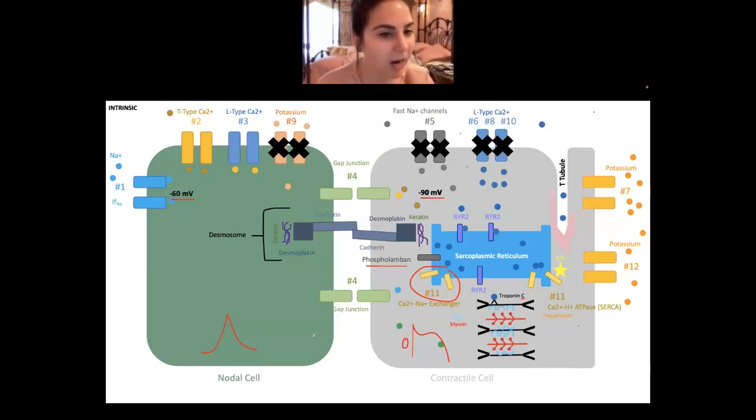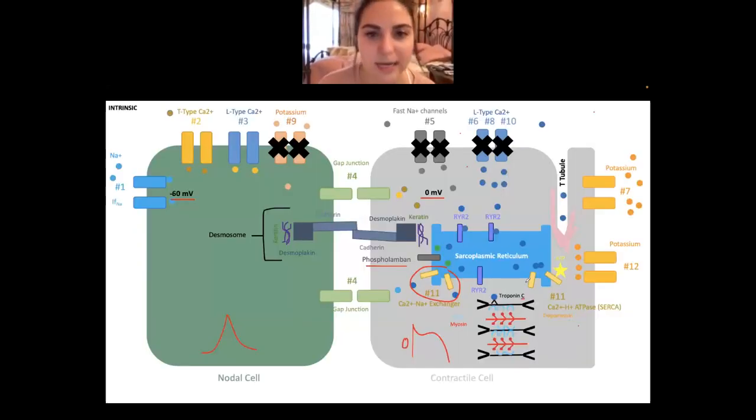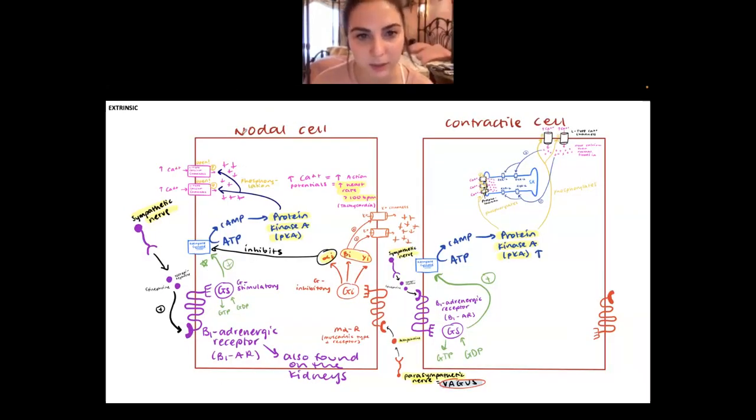Okay? So that's kind of what's happening when I talk about this SA node depolarizing and this contractile cell depolarizing. This is what is happening within the cell. So this is your intrinsic beating of the heart. And it happens at whatever pace the nodal cell that's in charge decides. But if you're exercising, obviously you need a little bit more than what the nodal cell can give you, and that's where extrinsic kind of comes into control.